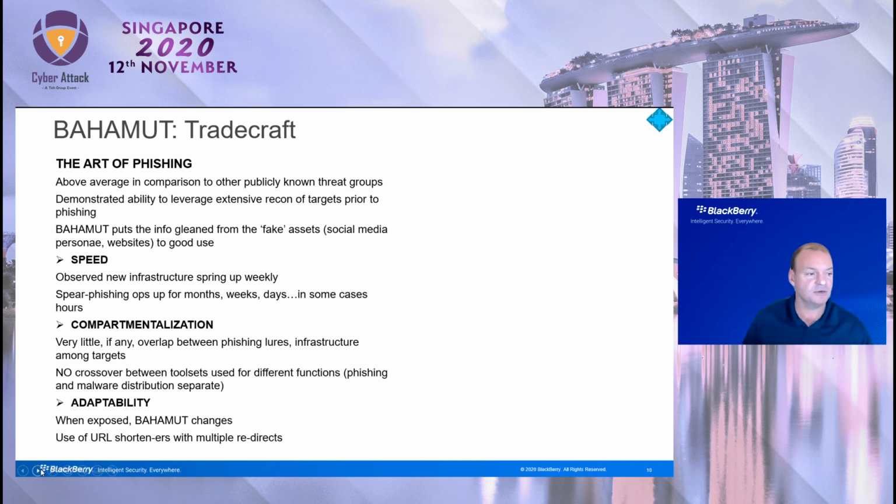Speed, no question, very, very fast. Spear phishing campaigns are up for months, weeks, days, and in some cases, with a specific individual, unfortunately, it was just up for a couple of hours. There's also, as I mentioned before, very good compartmentalization, which probably takes them a huge amount of time. So everything is separated. The infrastructure along their different campaigns, as soon as one gets picked up, gets torn down really, really quickly. So very hard to assign attribution to this group.